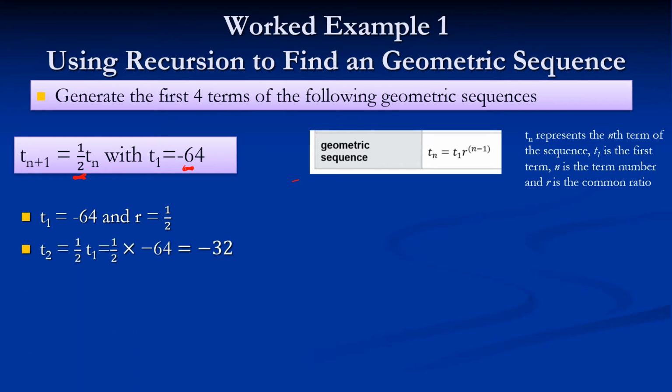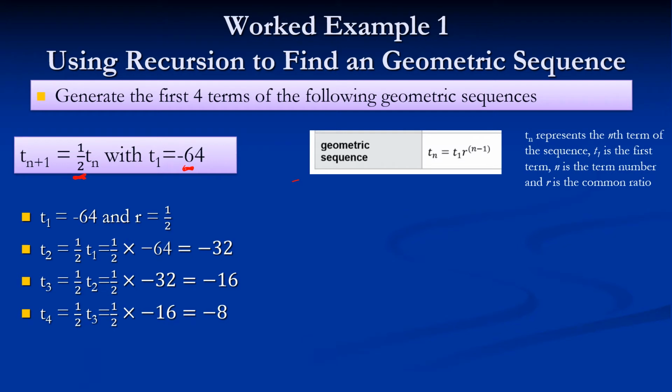Okay, so term 2 has got to be half of term 1. Well, half of negative 64 is negative 32. Now term 3 has got to be half of term 2, which is half of negative 32, which is negative 16. Term 4 has got to be half of term 3, which is half of negative 16. So that's got to be negative 8. So the sequence is going to be what? Negative 64, negative 32, negative 16, and negative 8.